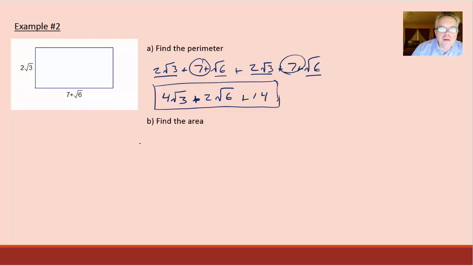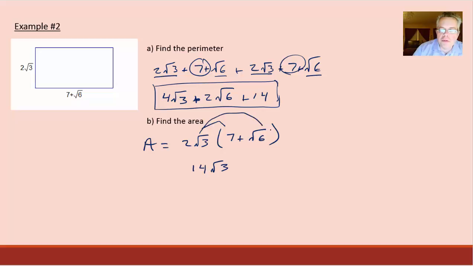Now, to get the area, we have to do the width times the length, which is 7 plus square root of 6. Okay, this requires some distributing because we have this one thing times these two things. So 2 square root of 3 times 7, this times this, gives me 14 square root of 3. When I do 2 times square root of 3 times square root of 6, I get plus 2 times square root of 18. Now, always when we're doing square roots, we gotta look, can I simplify something? Not the first one, but the second one can.